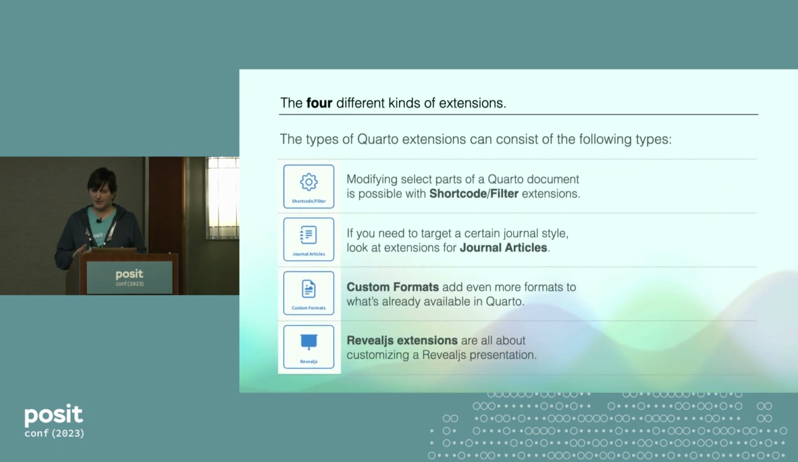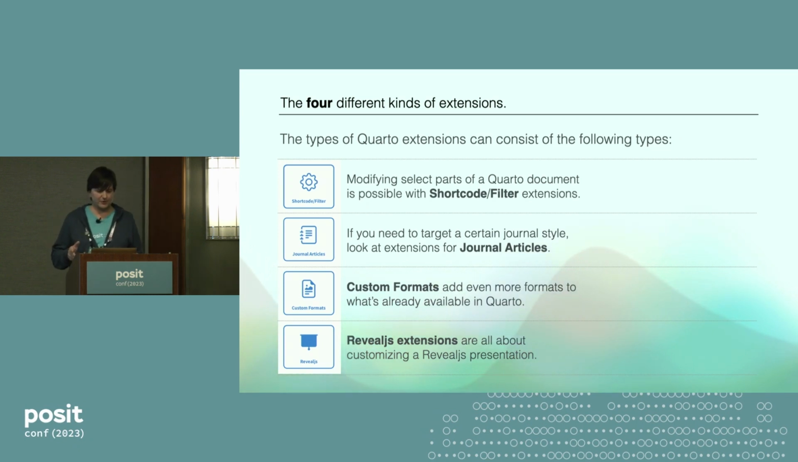OK, I'm just going to break down the 4 different types of extensions in case you've never heard of them or you just want a little more explanation. So the types of extensions are shortcode/filter extensions. With those, you modify select parts of a Quarto document. Shortcodes are a little bit different than filters. Shortcodes have a little syntax. I'll get into that a little bit more later. And filters just automatically transform sections of your document.